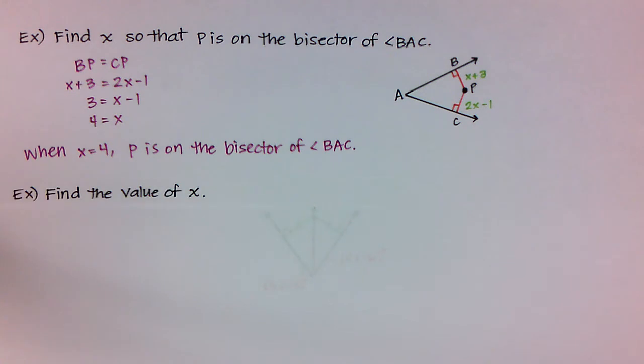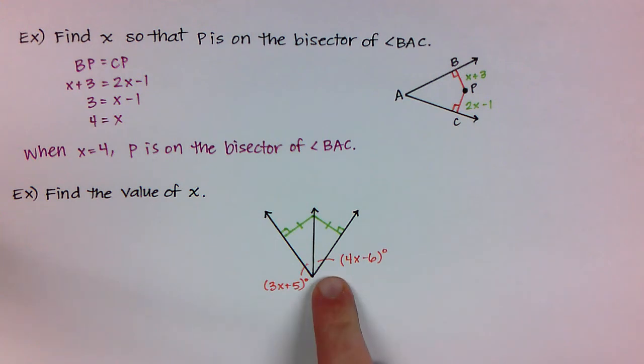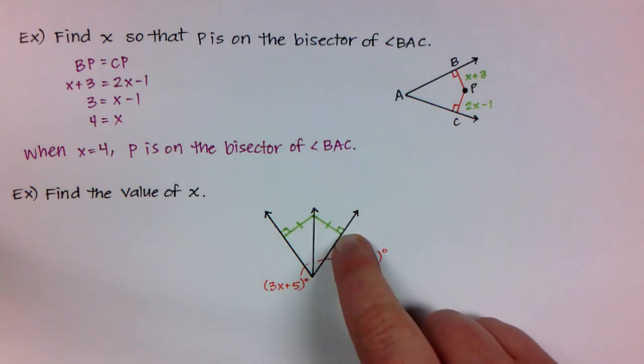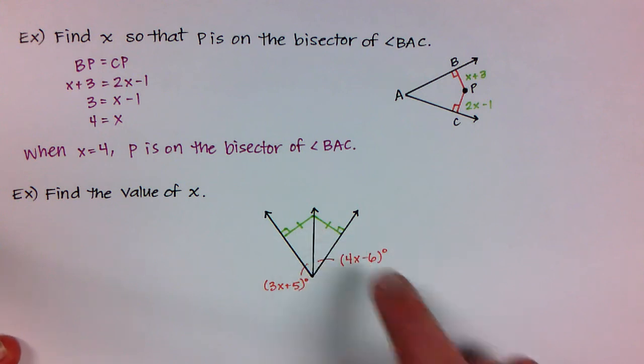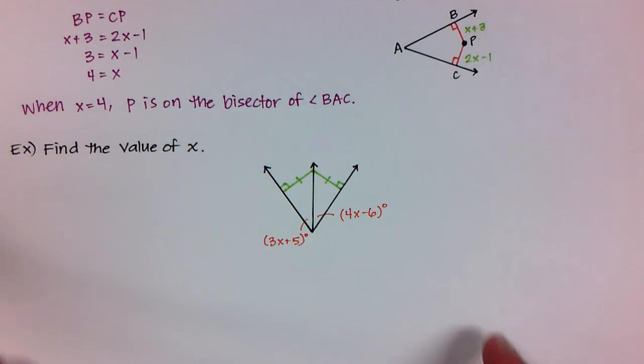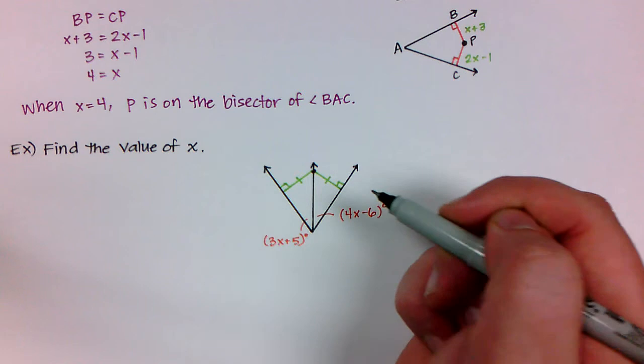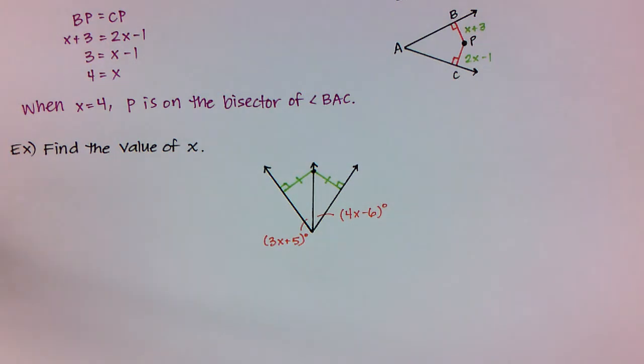Okay? Here's another example. This time find the value of x again, but x is in the unknown angles. So I am told right here that both of these segments are exactly the same. Okay, it's shown that they're congruent, which means that their lengths are the same. So they are both equidistant. This point is equidistant from those two sides of the angle. And since that's true, I can conclude that the two angles themselves are equal to one another.